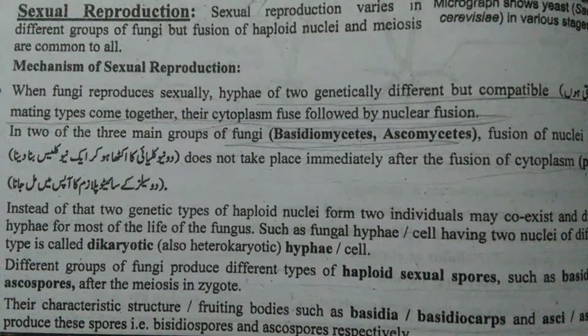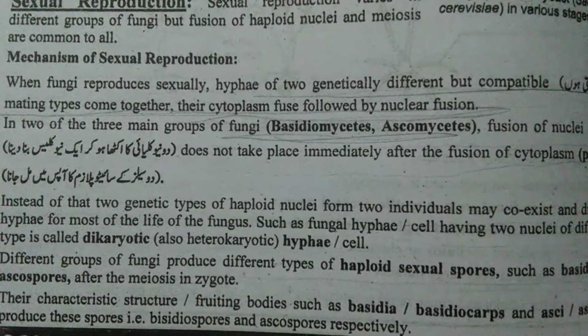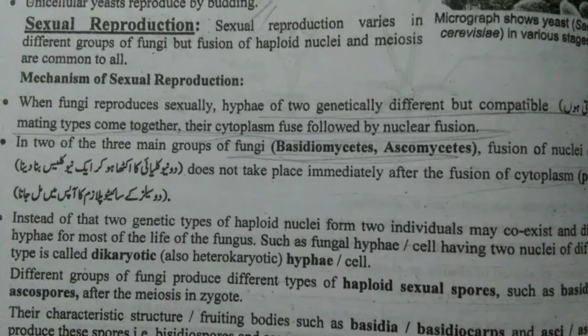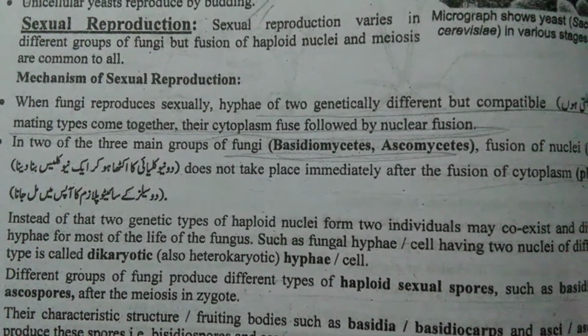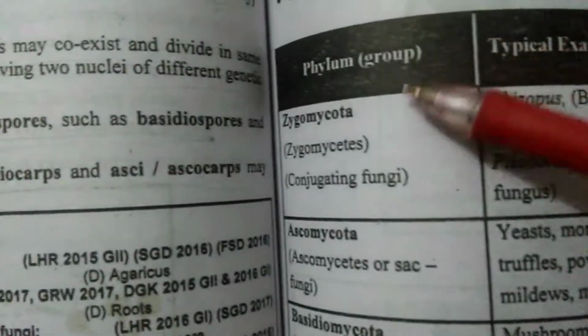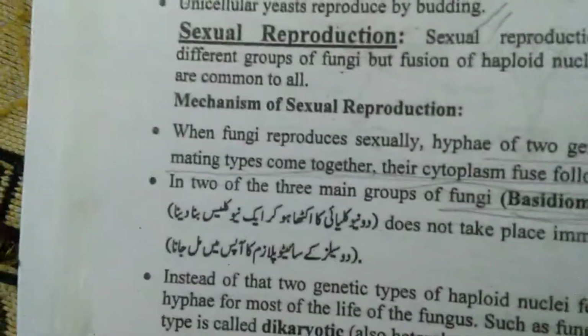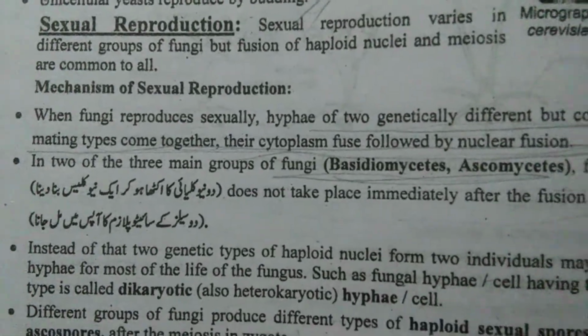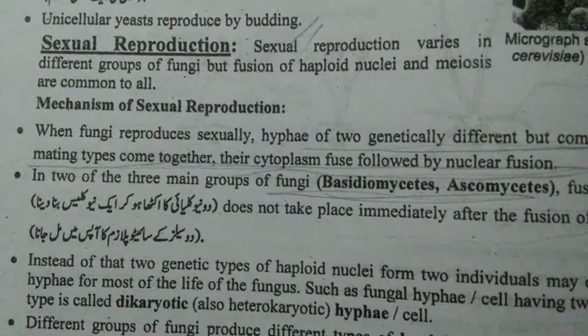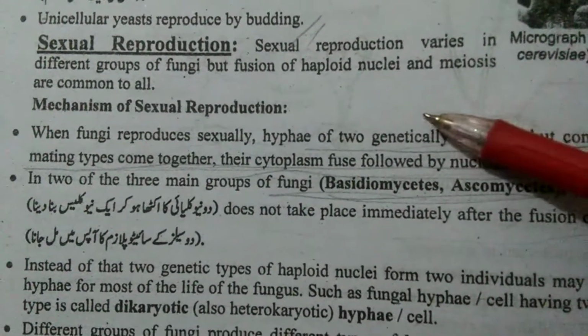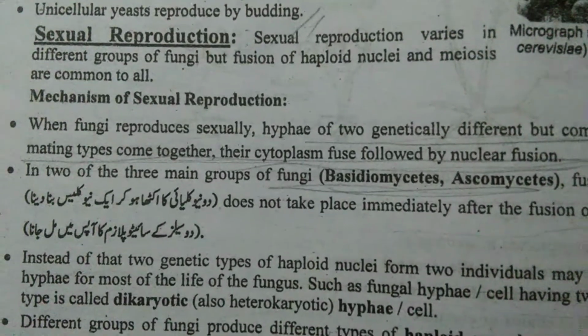Sexual reproduction in the fungi varies in different groups. There are four groups of fungi: Ascomycota, Zygomycota, Basidiomycota, and Deuteromycota. The sexual reproduction is different in all four groups, but the fusion of the haploid nuclei and the meiosis are common to all.